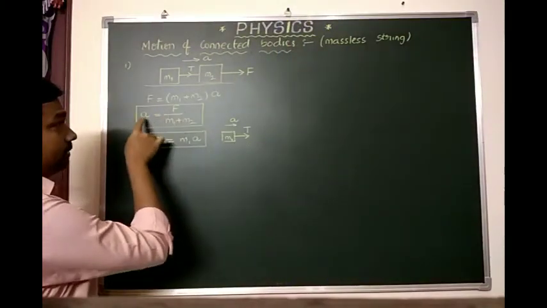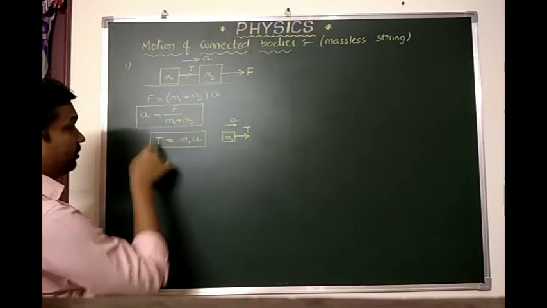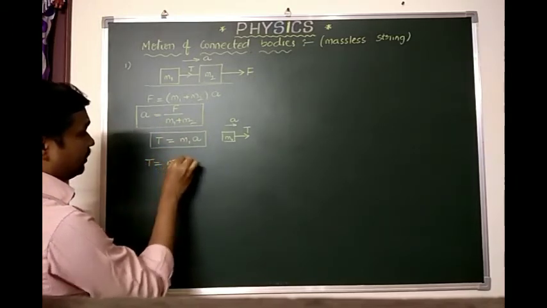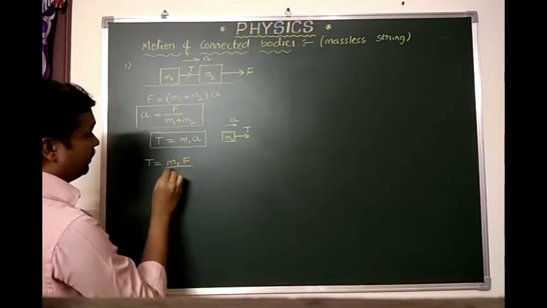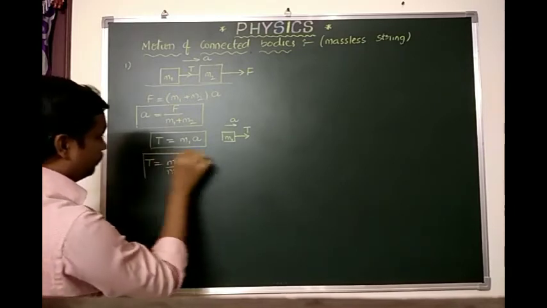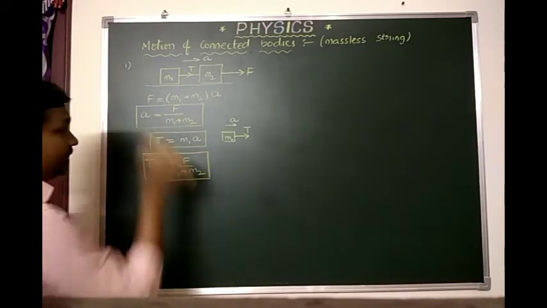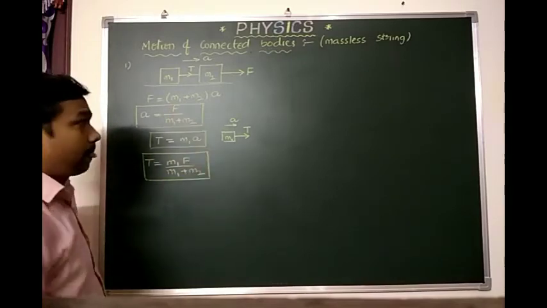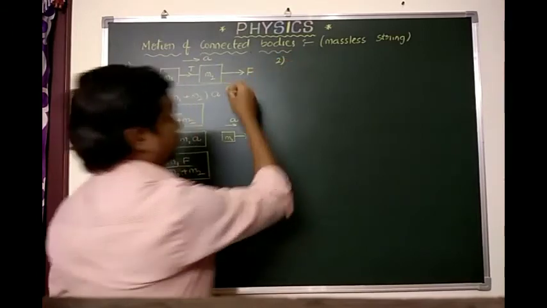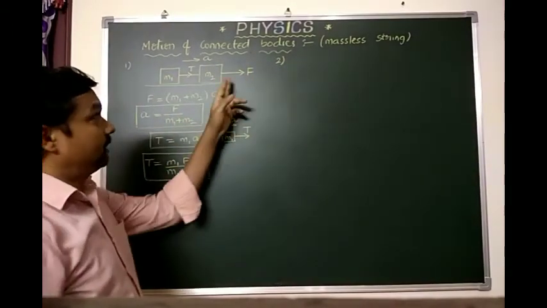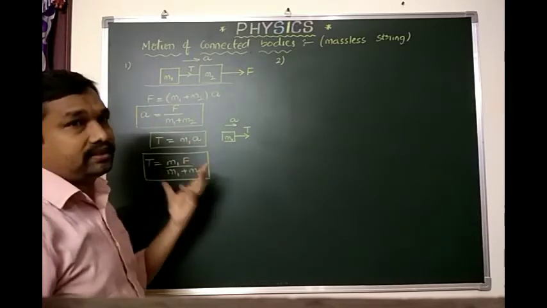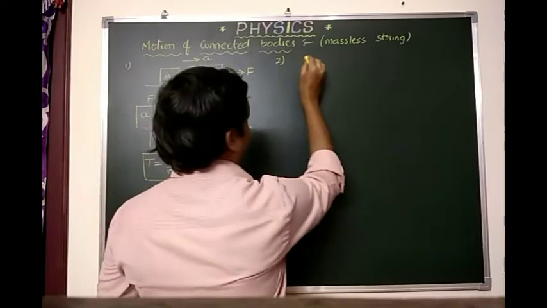Acceleration A equals F by M1 plus M2, then the tension T equals M1F by M1 plus M2. This is the formula for tension in the string. Coming to the second case, you can exert the force in reverse. F is the force exerting on the M1 body, same as before, just reversed. We'll get the same result.